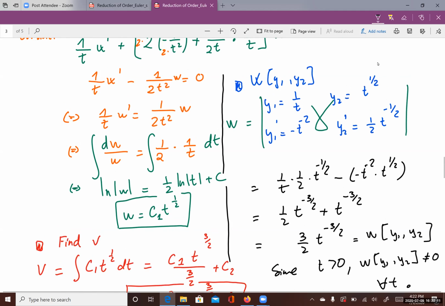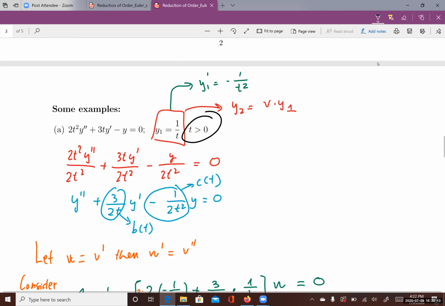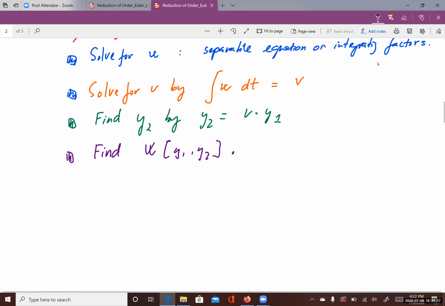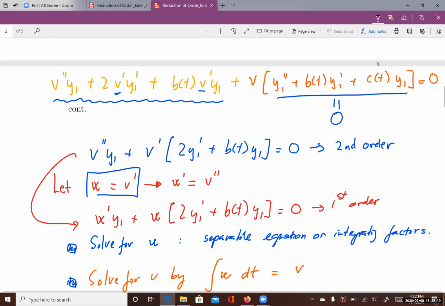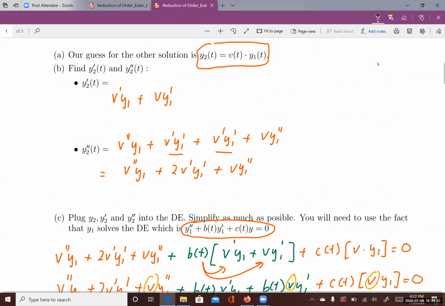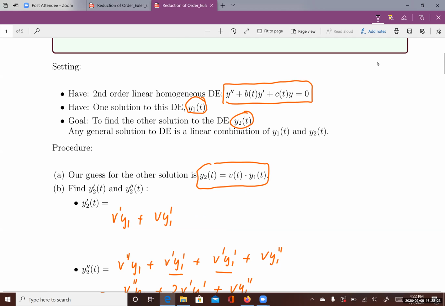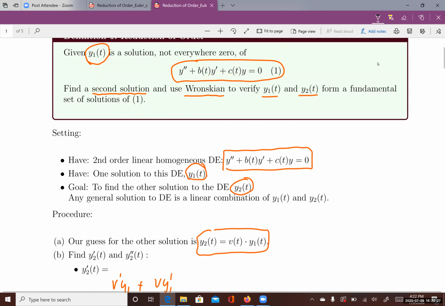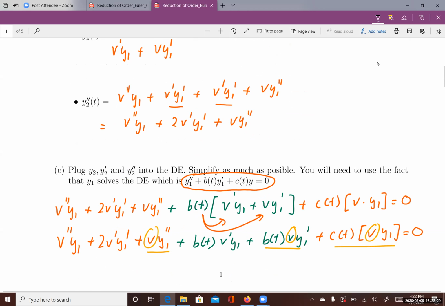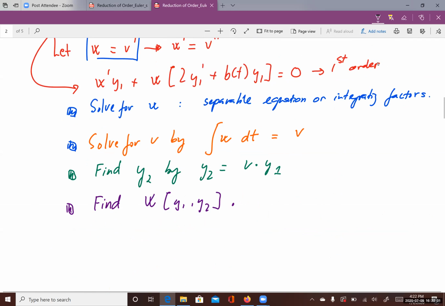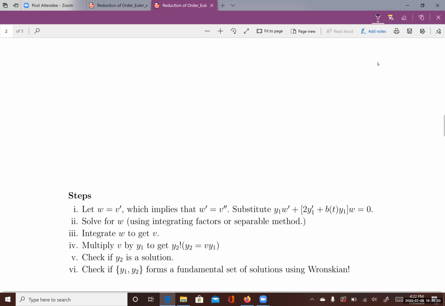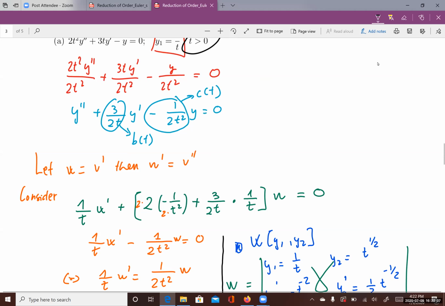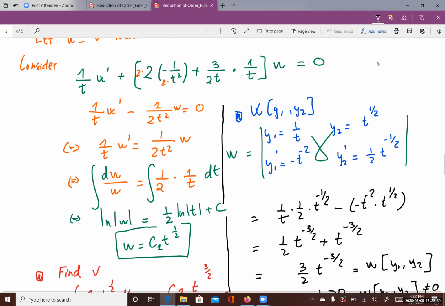All right, so this is the method of reduction of order. If you have a second order linear homogeneous differential equation, and if you know one of the solutions, you can use this method in order to find the second solution. And to make sure that the two solutions form a fundamental set of solutions, you want to use the Wronskian to double check the answer.